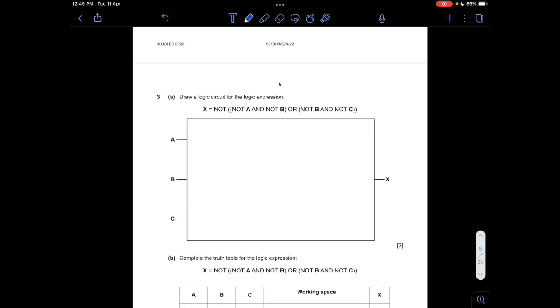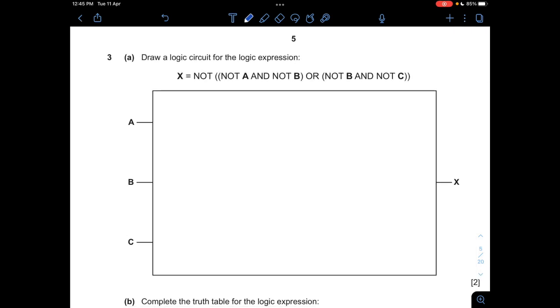Okay, question 3, draw a logic circuit for the logic expression. First of all, we look at the logic expression. It says not A and not B, or not B and not C. So when you look at A and B, it uses the AND logic expression. So I'm going to put an AND symbol. So I'm going to draw one line.